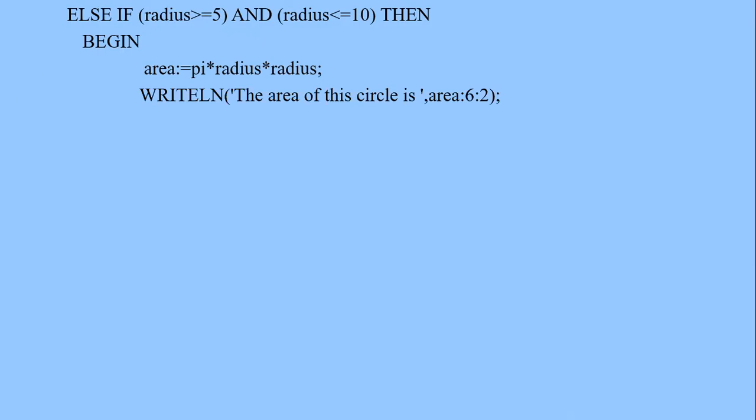Then display the statement, the area of this circle is. So display the value stored in memory location called the area. After that statement, display the content of memory location called the area, but formatted into 6 characters, with 2 of them being reserved for the fractional part. And end execution of that condition.